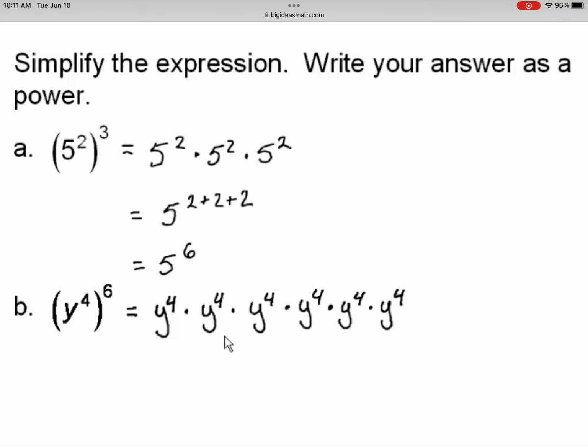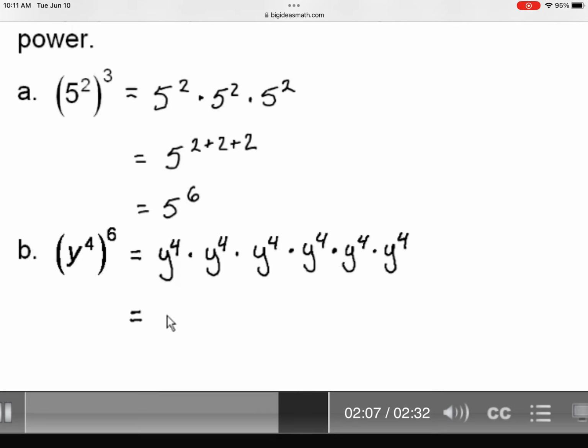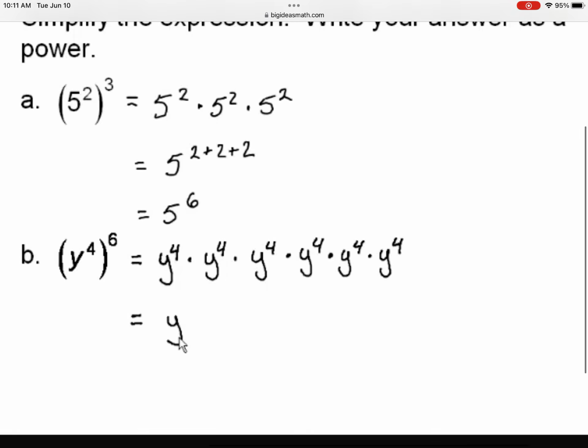Now we have the same base, y, and powers that are multiplied. So we can use the product of powers property to simplify. Keep the base, y, and add the exponents. We will add 4 six times because there are 6 factors. The sum of the exponents is 24. So the expression can be simplified to y to the 24th.